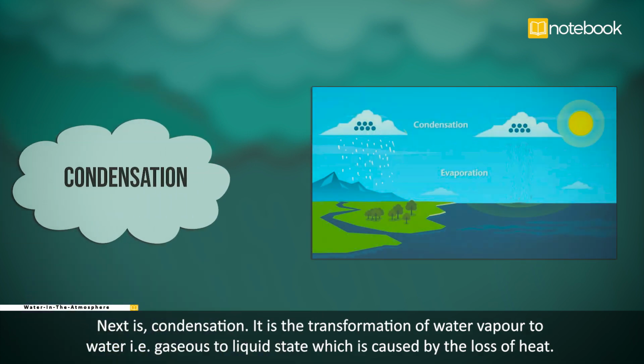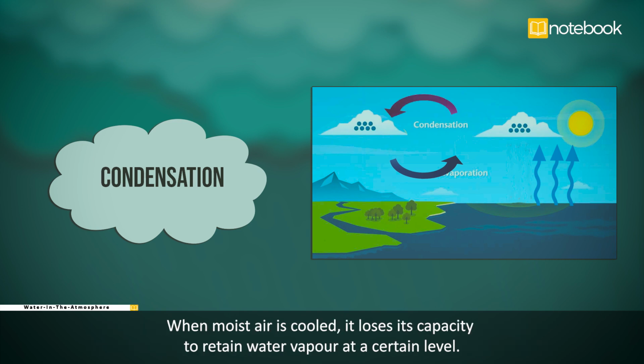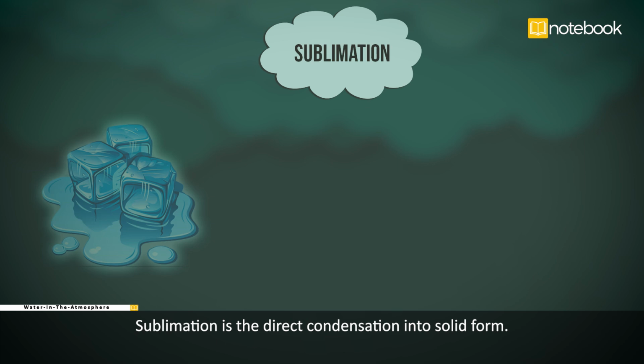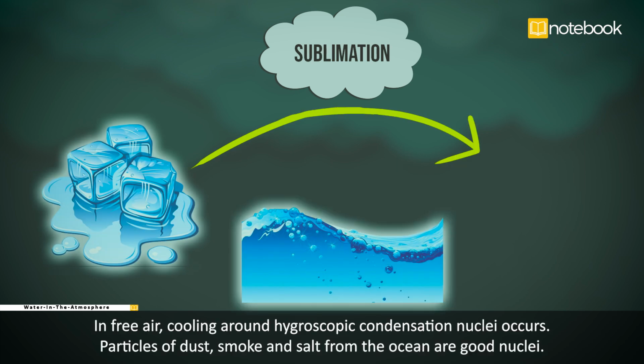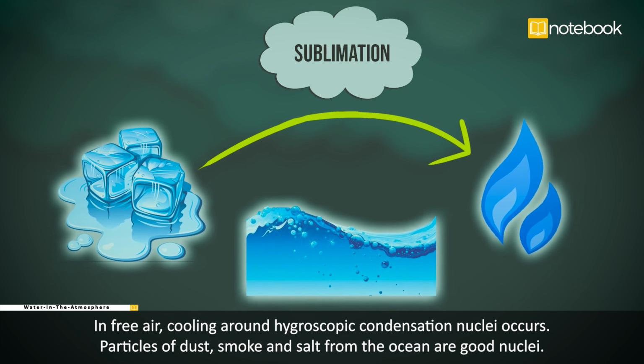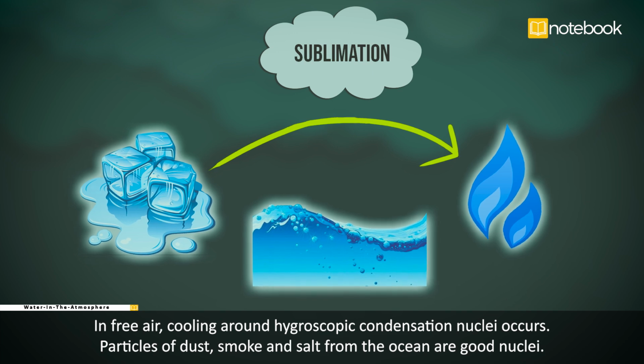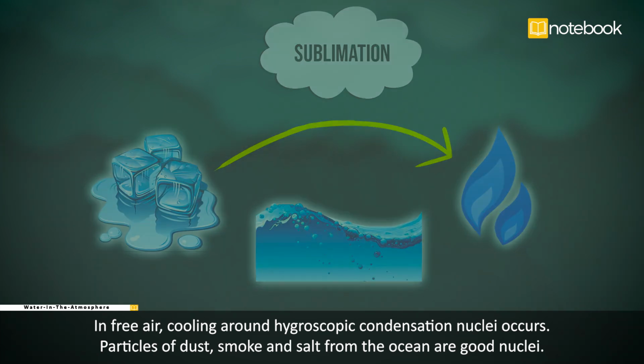Next is condensation. It is the transformation of water vapor to water, that is, gaseous to liquid state, which is caused by the loss of heat. When moist air is cooled, it loses its capacity to retain water vapor at a certain level. Sublimation is the direct condensation into solid form. In free air, cooling around hygroscopic condensation nuclei occurs. Particles of dust, smoke, and salt from the ocean are good nuclei.